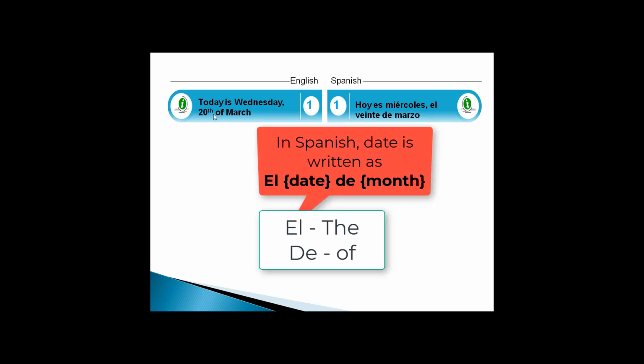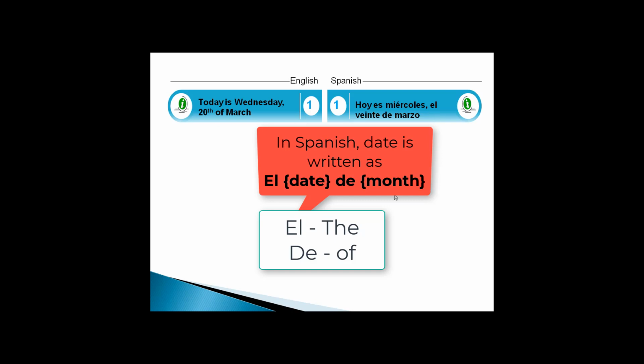So that's the way to say the day of the month, the date, and the day in the month, 20th of March. You actually say the 20th of March, which means el 20 de marzo. Today is Wednesday, 20th of March. Hoy es miércoles, el 20 de marzo.